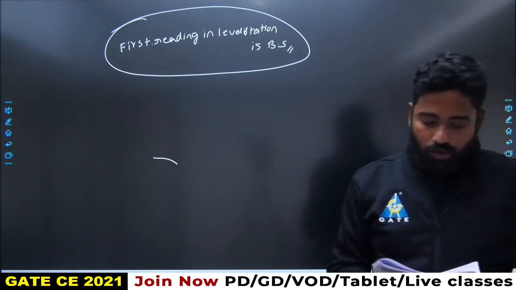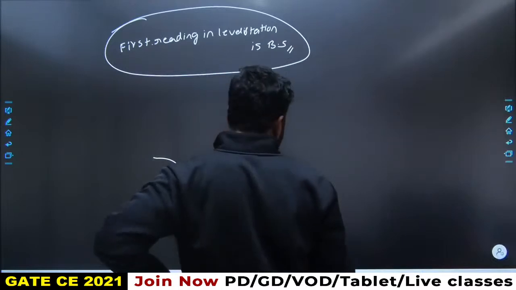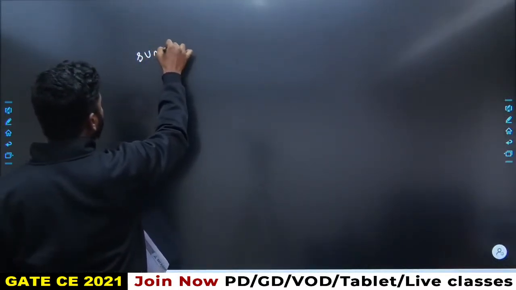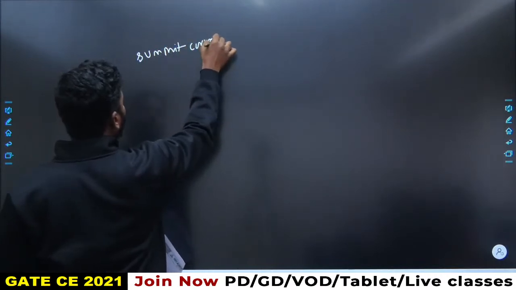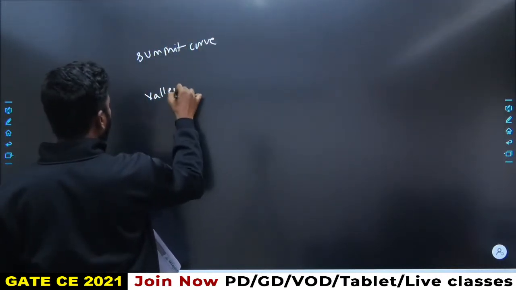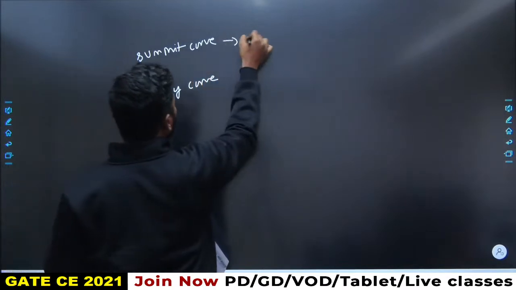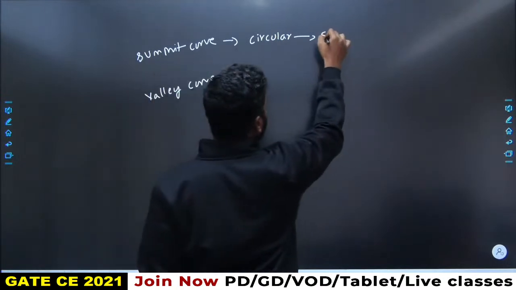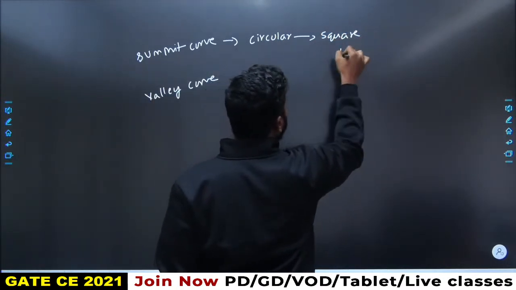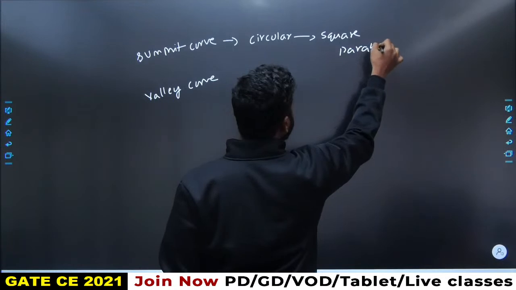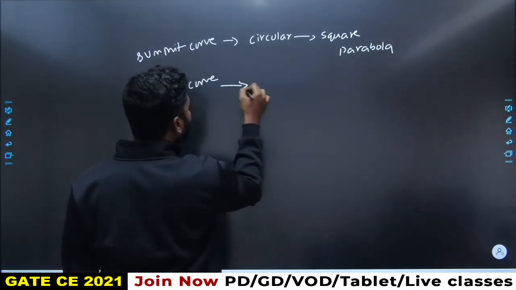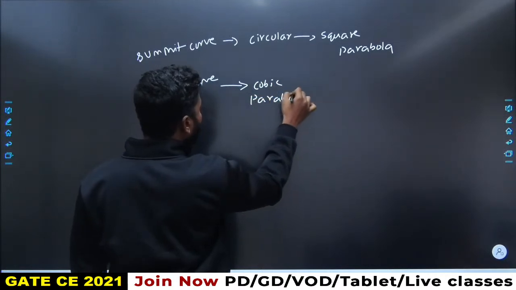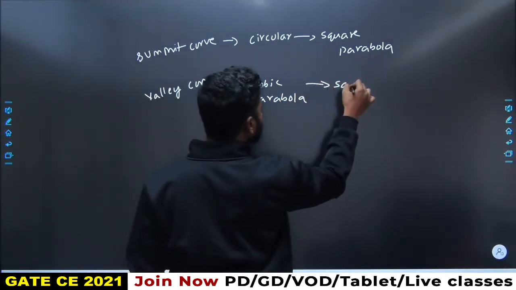Next, the shape of the most commonly designed vertical curve. There are two types of vertical curves: summit curves and valley curves. For summit curves, the most preferable is circular, but the designed one is square parabola. For valley curves, the preferable is cubic parabola, whereas the designed one is square parabola.